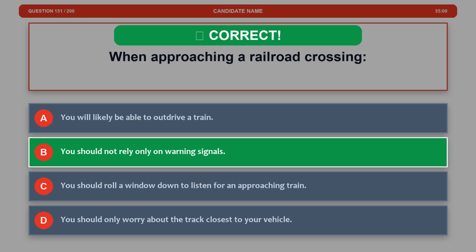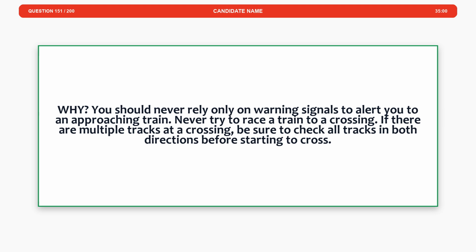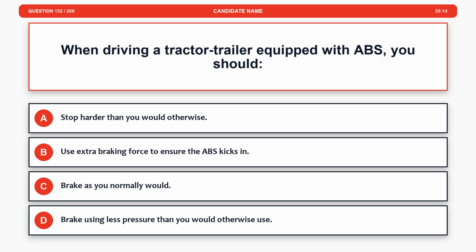The correct answer is option B. You should not rely only on warning signals. Explanation. You should never rely only on warning signals to alert you to an approaching train. Never try to race a train to a crossing. If there are multiple tracks at a crossing, be sure to check all tracks in both directions before starting to cross.